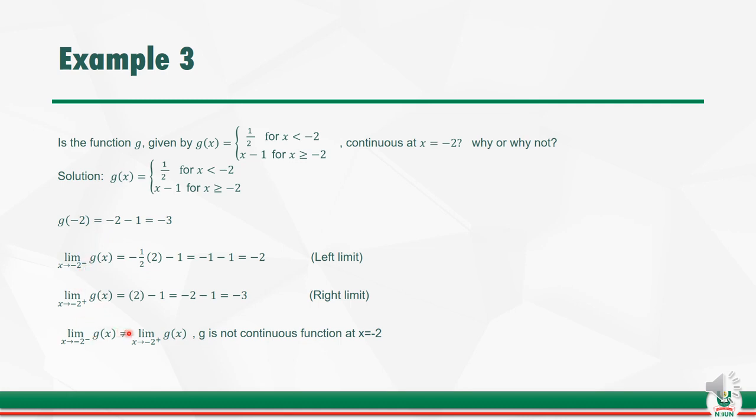If you recall the previous condition for a limit to exist, the left and right limits must be the same, must be equal. Since they are not the same in this case, that means the limit of g of x as x tends to minus 2 does not exist. This means the limit does not exist because the left limit must equal the right limit. Since the limit does not exist, that means g is not continuous at point x is equal to minus 2.